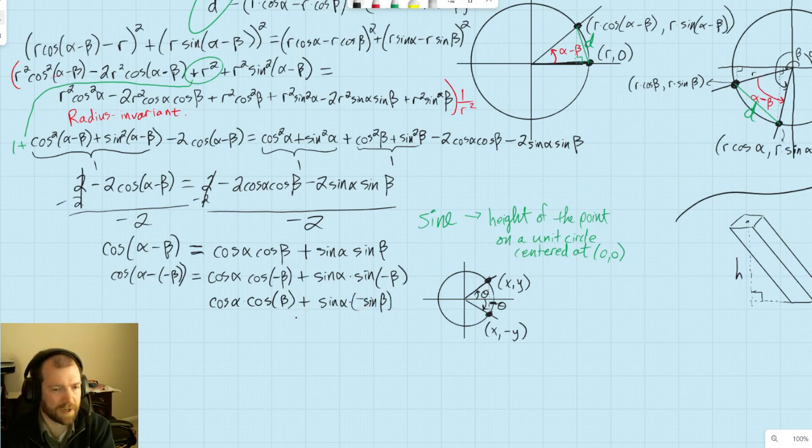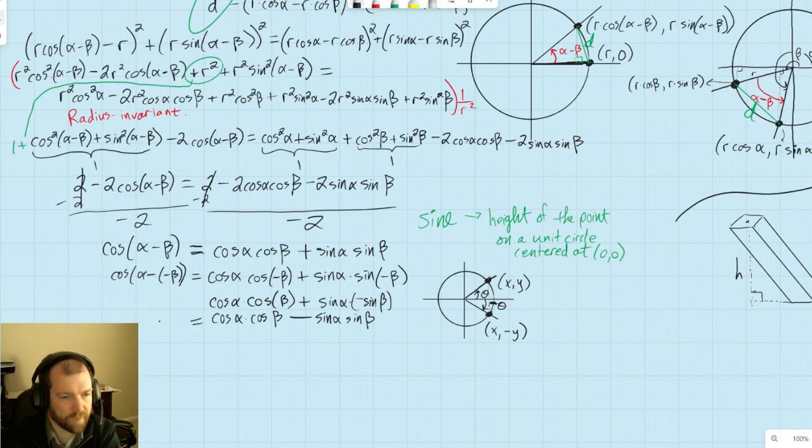And then we just kick that out to the front, and it becomes cosine of alpha times the cosine of beta minus sine alpha sine beta. So this is the cosine of alpha plus beta.